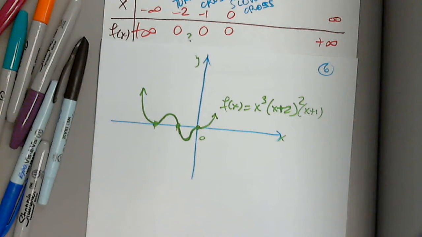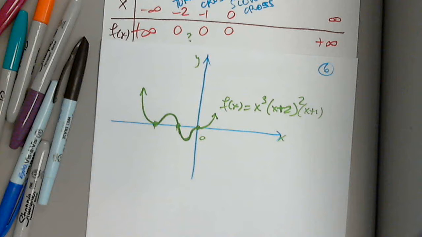So in y equals, erase what we had, and we have now x to the third. And in parentheses, we had x plus 2 squared. Oops. x plus 2 squared. And then x plus 1. Okay? Very good. So now let's think about the viewing window.